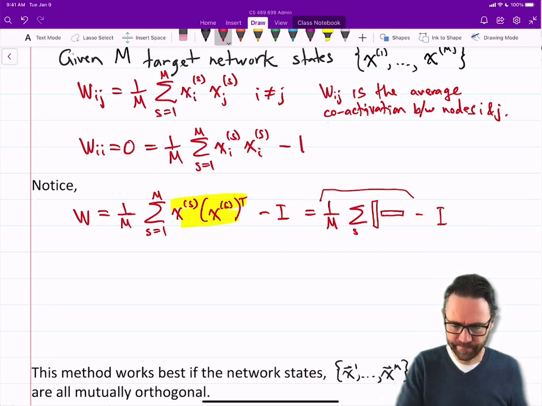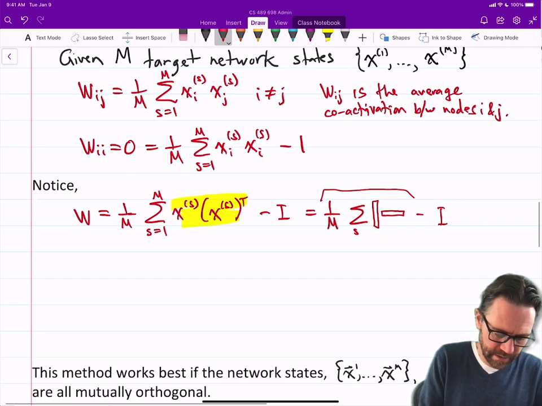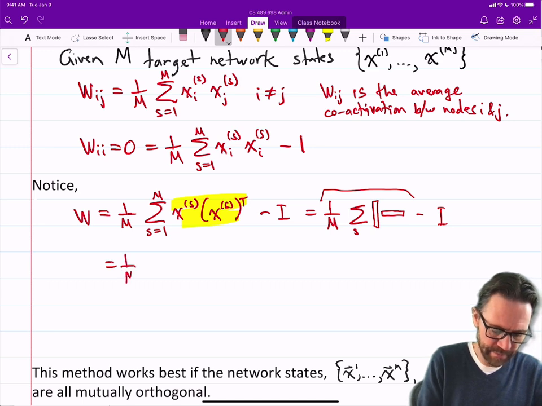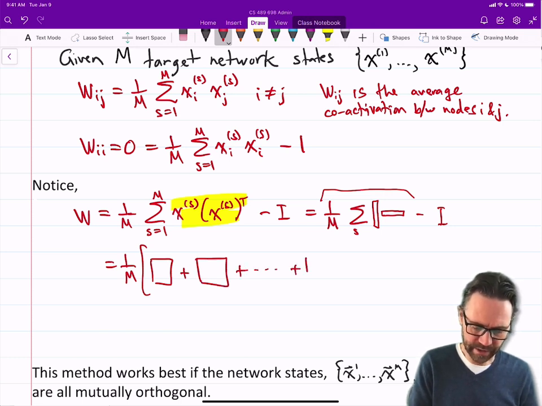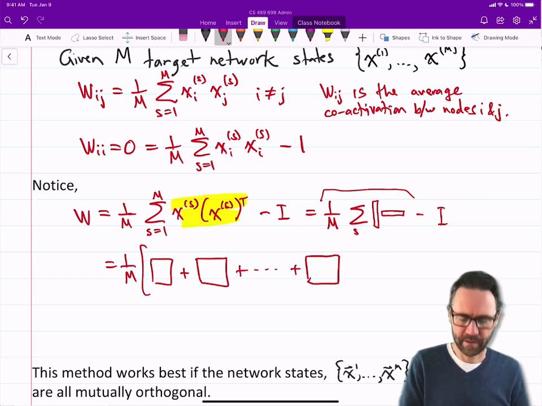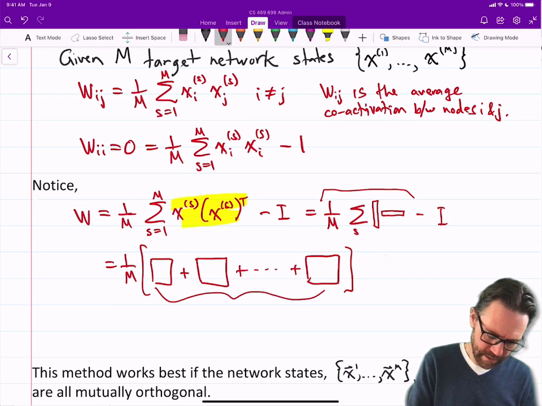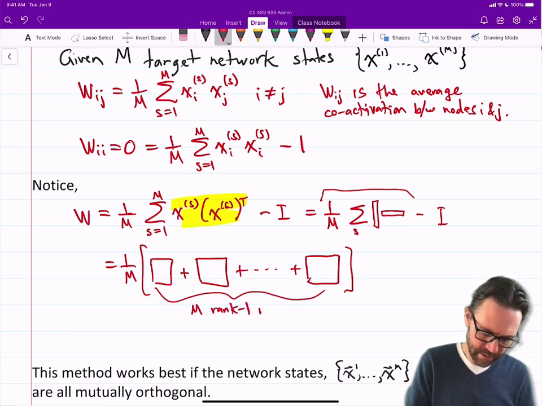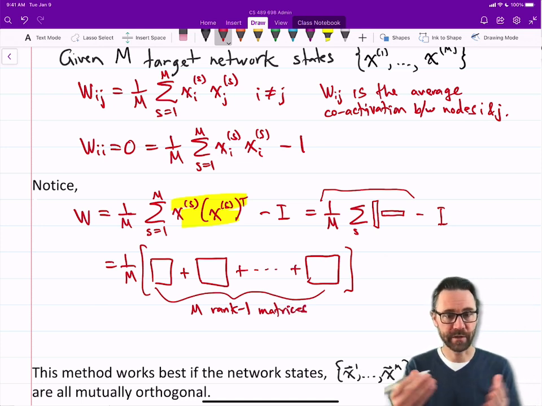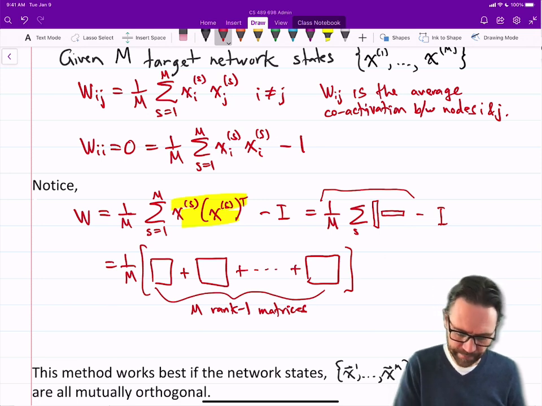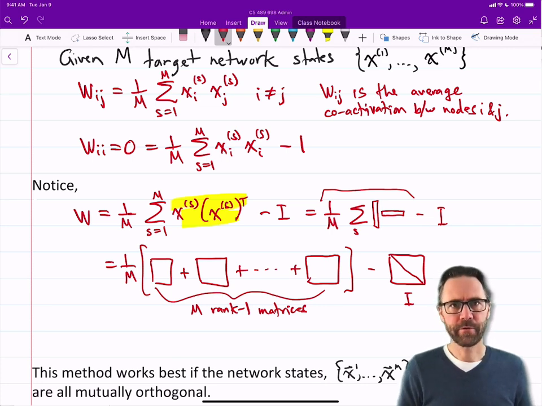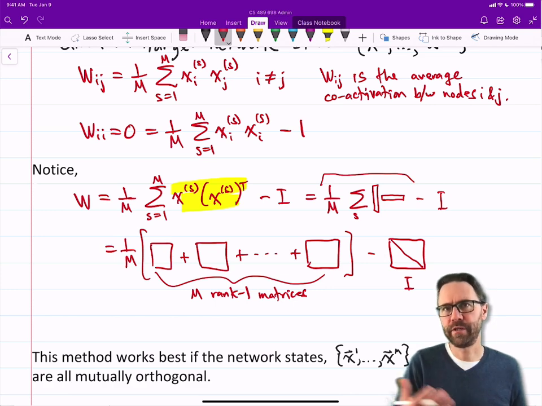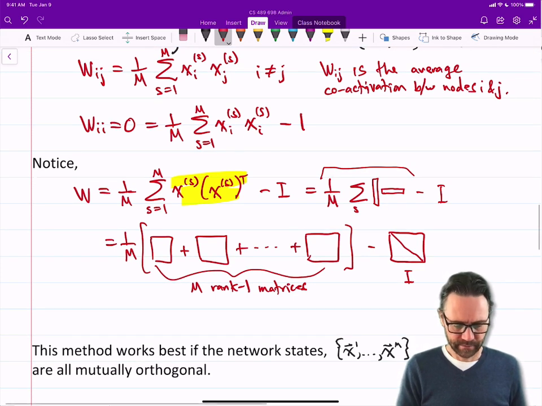It's basically a matrix with really just 1 degree of freedom. So I could rewrite that whole summation. It's 1 over M, a matrix plus a matrix plus a matrix, I've got M of them, M rank 1 matrices. Each one of those matrices comes from this outer product of x^s with itself. And then we subtract the identity. Maybe I'll draw the identity like this. Okay. So that just shows an alternative way of computing it. So we have our connection weights.